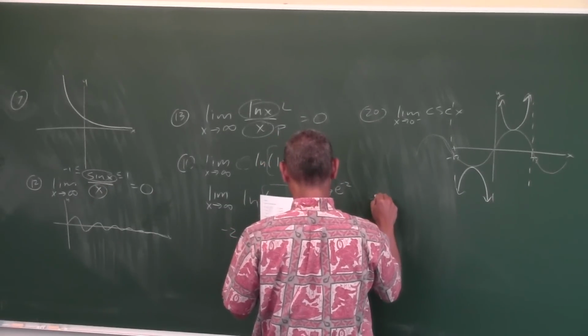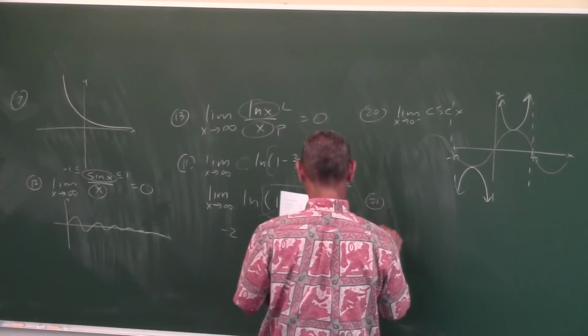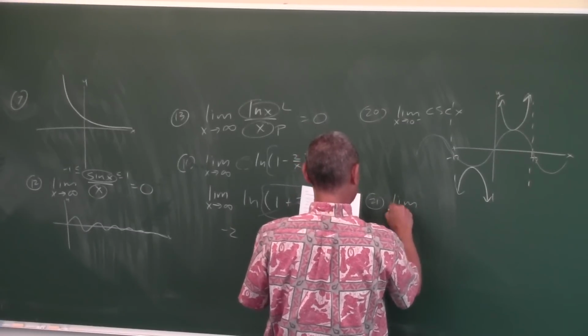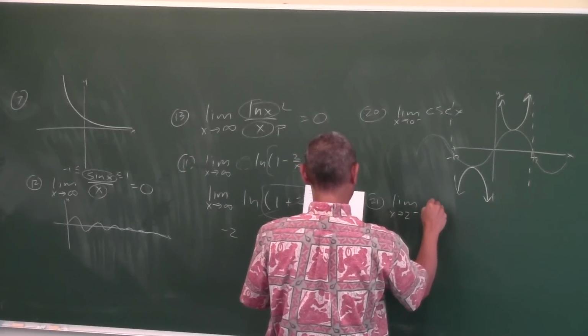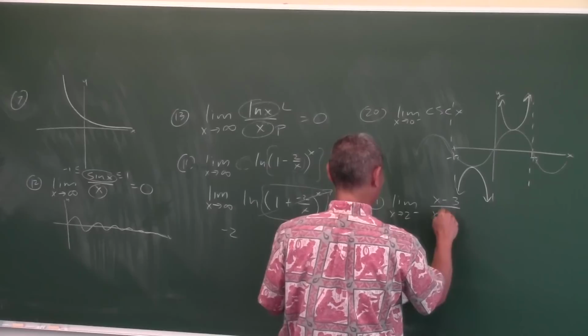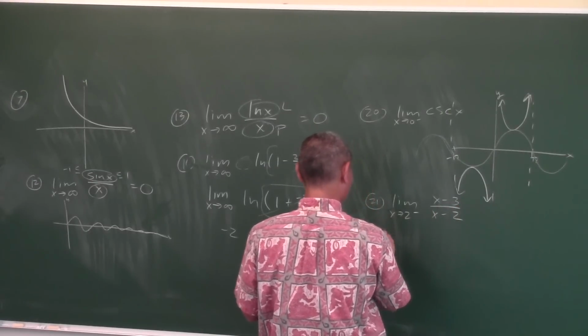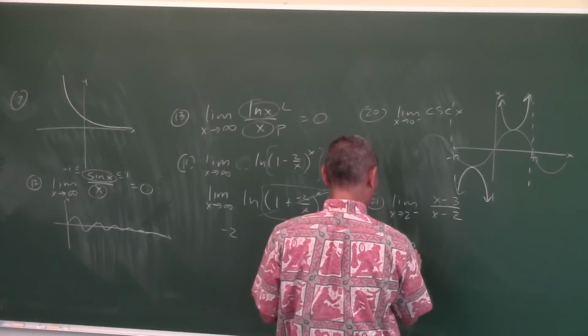Okay, 21 and 22 go hand in hand. What is the limit as x approaches 2 from the left and the right of... I told you guys how to do this yesterday! Boo! I'm going to give you the boo.